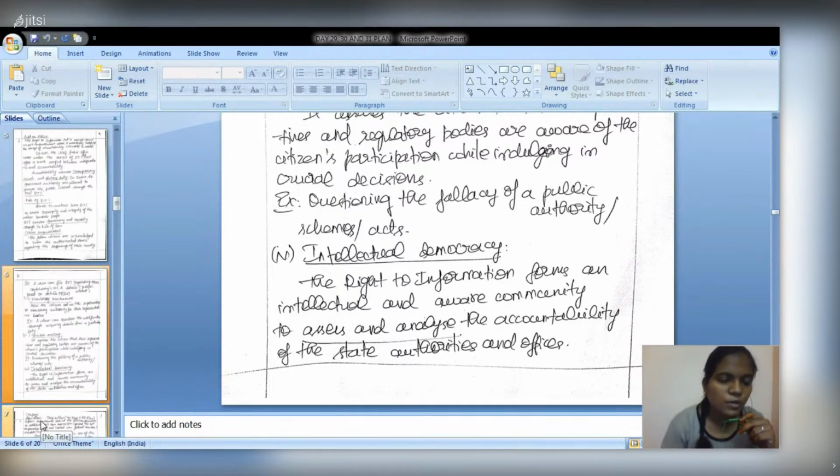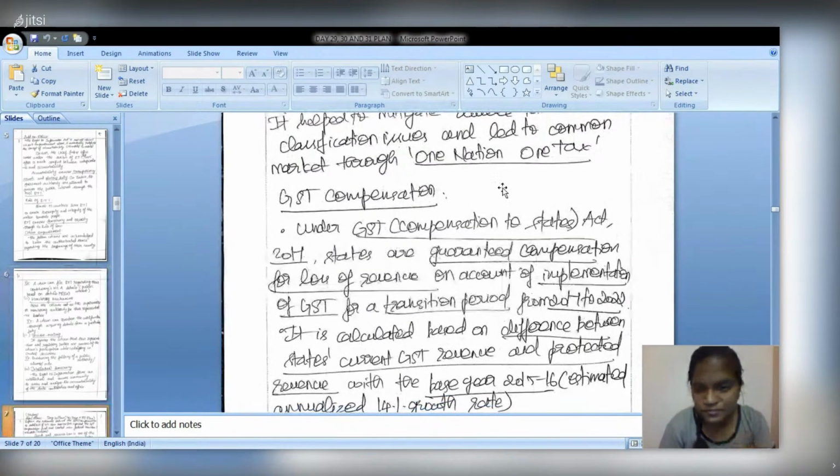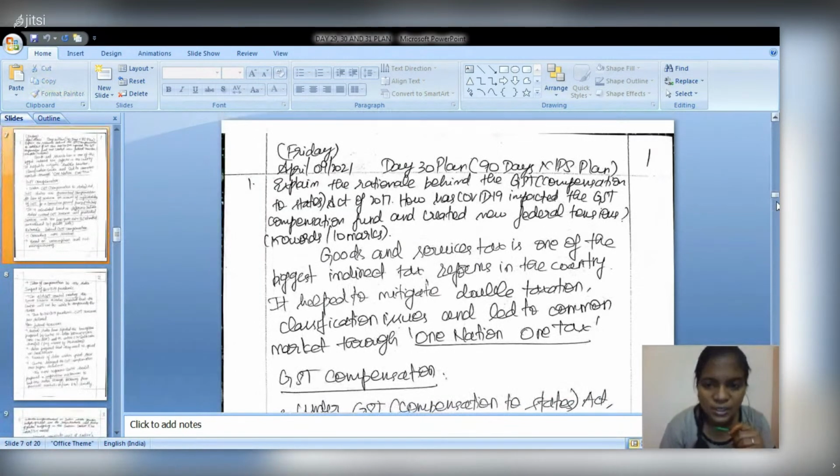So now we will move on to the day 30 plan. This is also based on economy. So explain the rationale behind the GST (Compensation to States) Act 2017. How has COVID-19 impacted the GST compensation fund and created new federal issues?